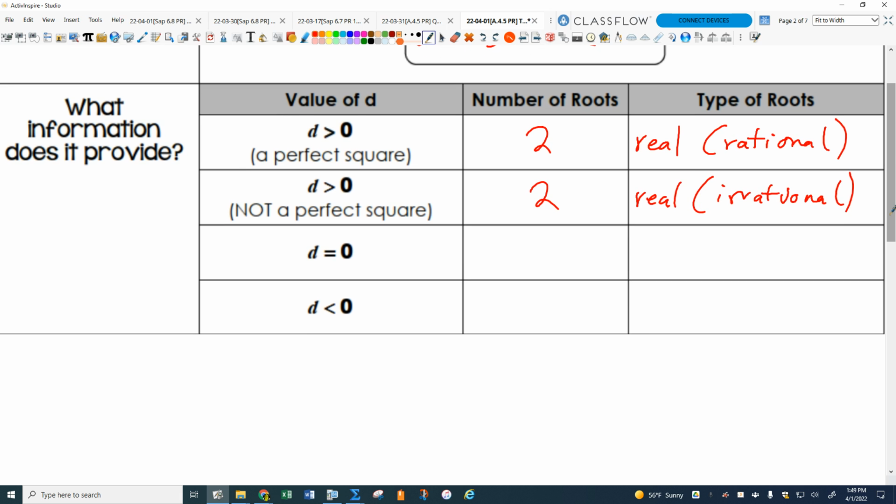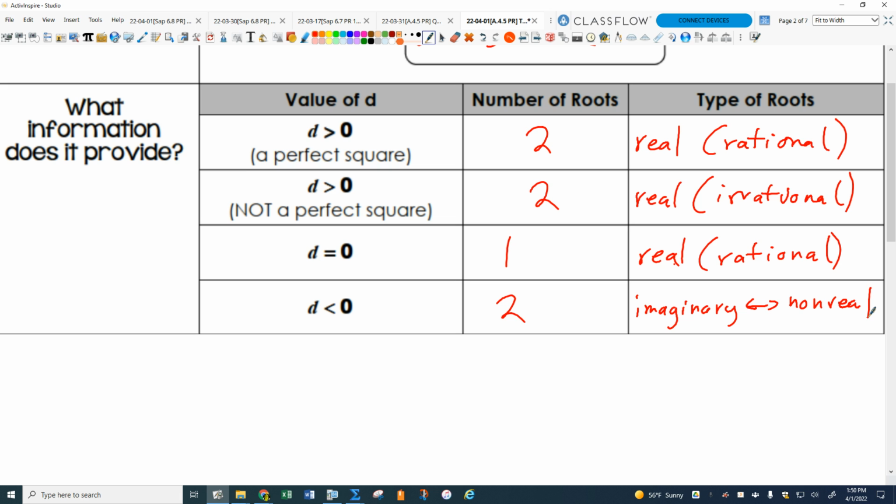If the discriminant was exactly equal to 0, we got 1, real and rational. And then finally, if the discriminant was negative, we got 2. What kind? Imaginary. And we could either call them imaginary or non-real. Same thing. The questions you get on the assignment might say either one.